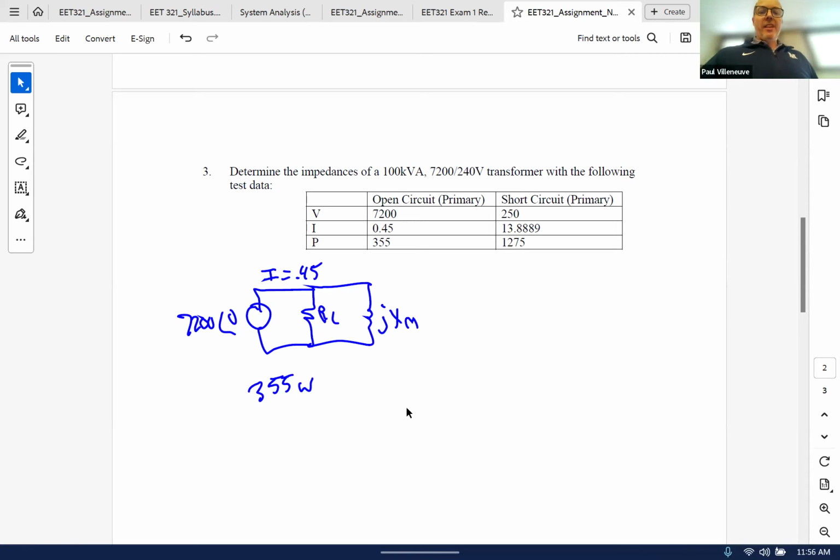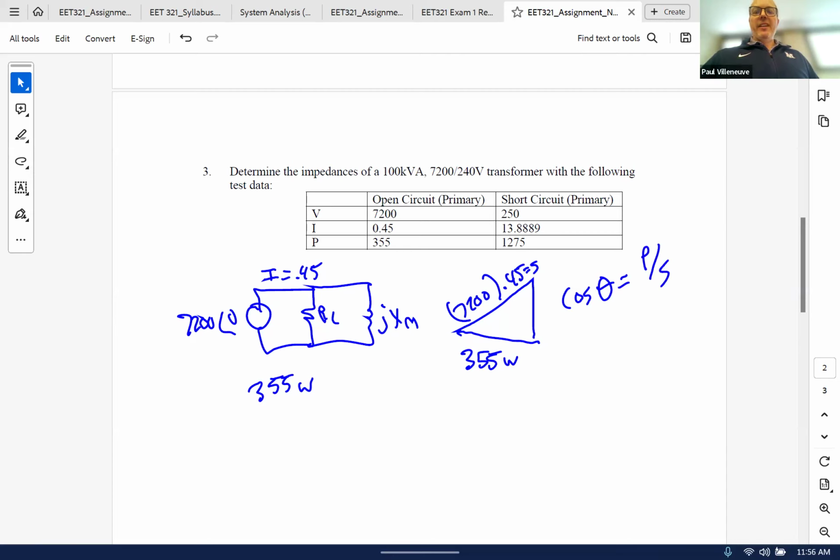So all I need to do now is a power triangle. ELI the ICE man says that current lags the voltage in an inductor, which means it leads it. And I find that by taking 355 watts for my P and 7,200 times 0.45 equals my S, and my cosine of theta is equal to P over S: 355 divided by 7,200 times 0.45. Once I have this, we'll call this open circuit.